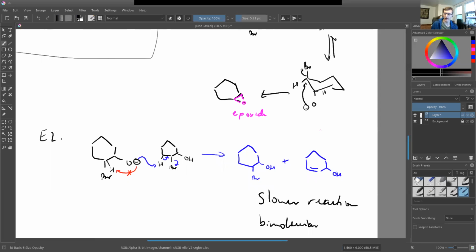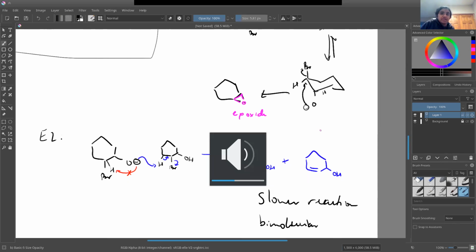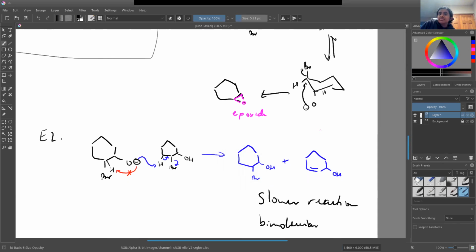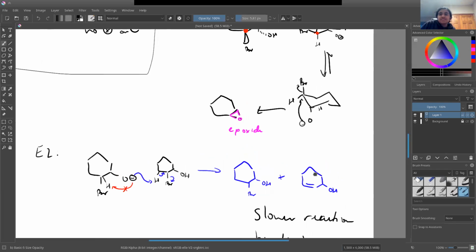Okay. Yeah. I have a quick question about that one. So does the transform only work because it's anti-periplanar, like for backside attack?